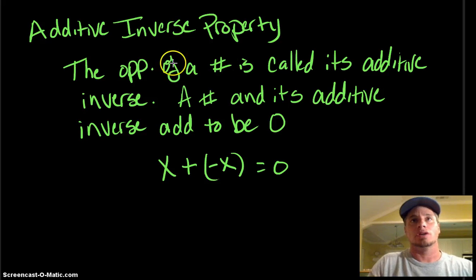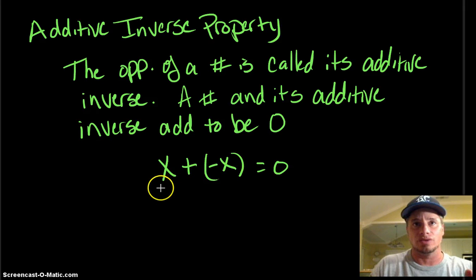One more thing we want to talk about before we finish tonight. The additive inverse property. Now, the opposite of any number is called its additive inverse. Well, why is that? A number and its additive inverse add to be 0. So the opposite of 3 is -3, and if I add 3 and -3, I get 0. Okay, the opposite of 5 is -5. If I add 5 and -5, I get 0. Very simple property.